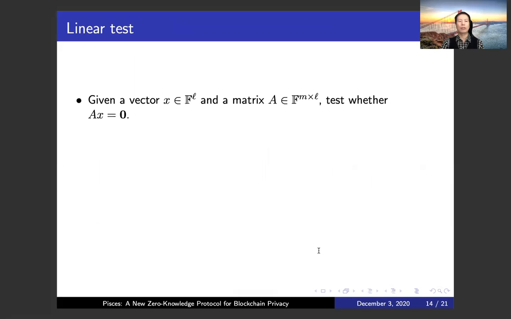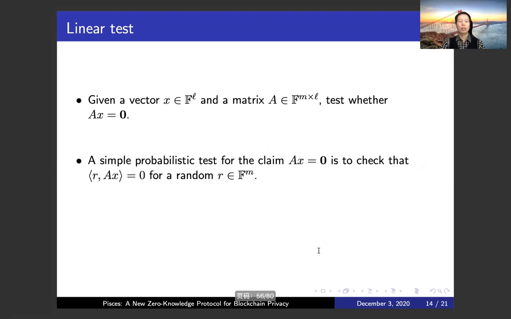Next, we look at the linear test. The linear test is: given a vector x and a matrix A, test whether A times x equals 0. A simple probabilistic test for the claim Ax equals 0 is to check that the inner product of r and Ax equals 0 for a random r. Of course, this is not true always.